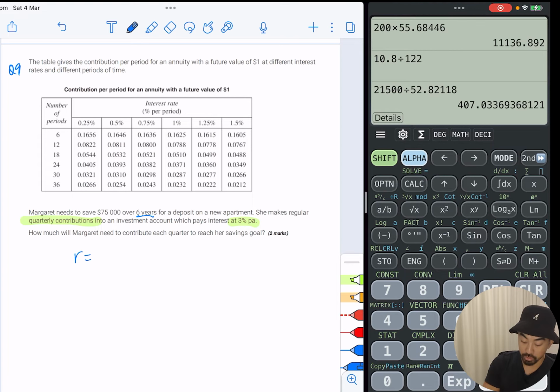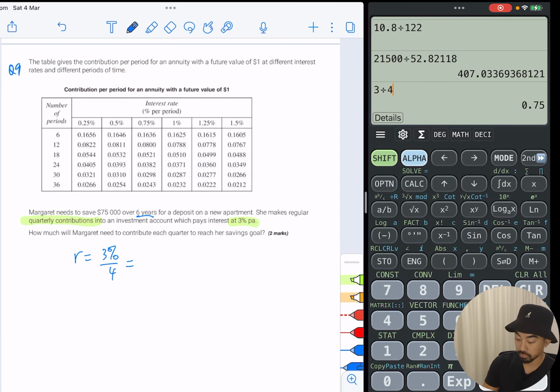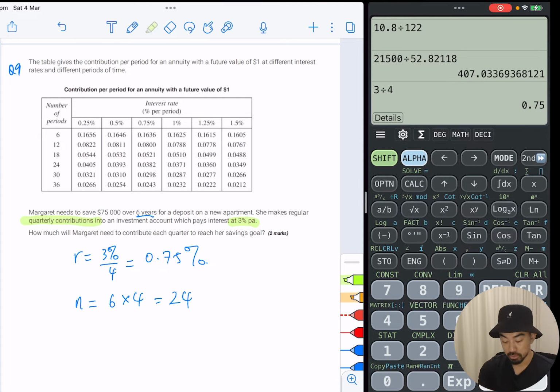So let's work out your rate. So it's 3% divided by 4, because every quarter, 0.75%, and an n, right? So n is equal to 6 years. So you need to times that by 4, because every quarter, so that's 24 periods. So in 24 and 0.75 is 0.0382. Okay, so she needs to have 75,000.